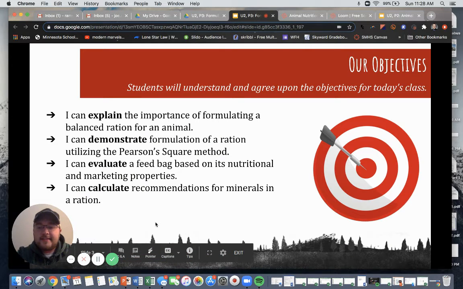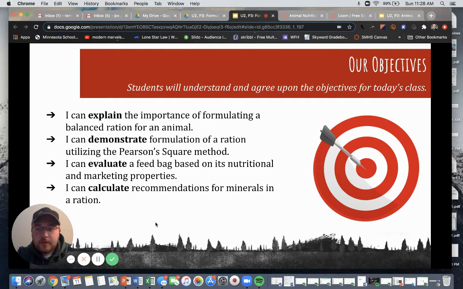So our learning targets. First, we'll be able to explain the importance of formulating a balanced ration for an animal. Then we'll be able to demonstrate formulation of a ration using the Pearson Square method. Then we'll be able to evaluate a feed bag based on its nutritional and marketing properties. And finally, we'll be able to calculate recommendations for minerals in a ration.